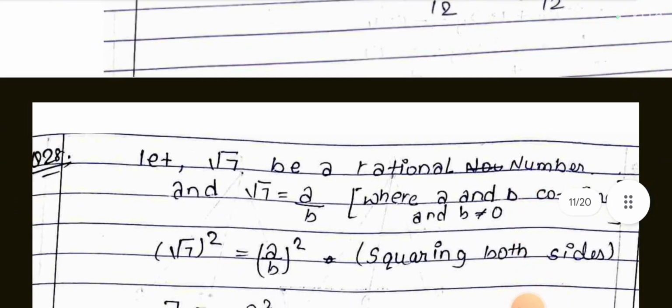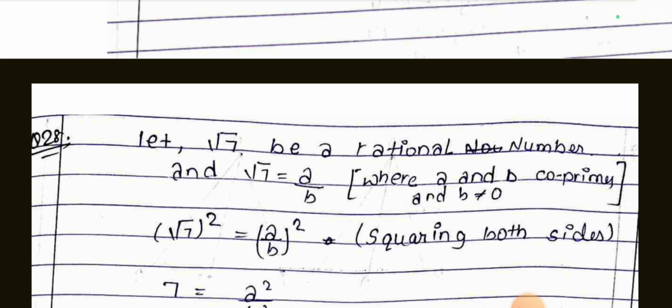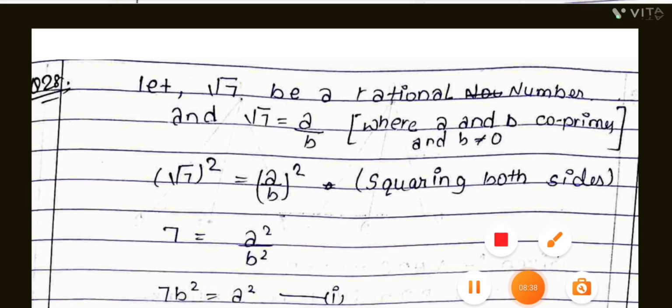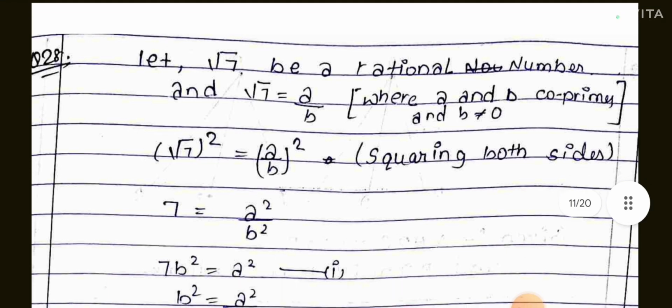Now question number 28. Given: prove that root 7 is an irrational number. For that, first we suppose root 7 is a rational number, a by b, where a and b are co-prime numbers. Co-prime means a and b have only the common factor 1, and b is not equal to 0, because if b equal to 0 it will not be a rational number.